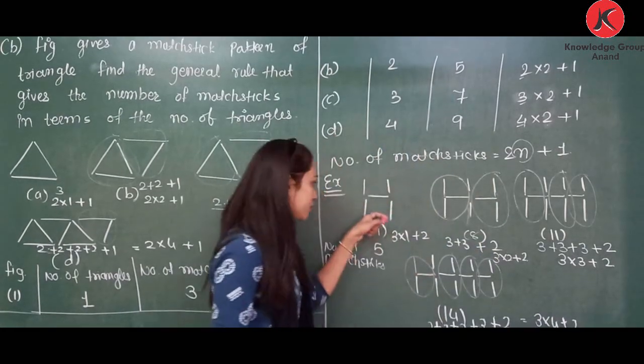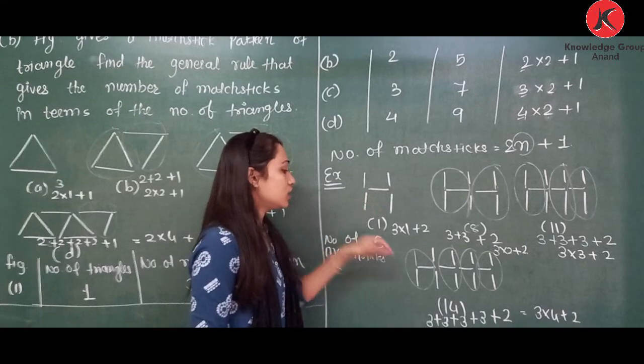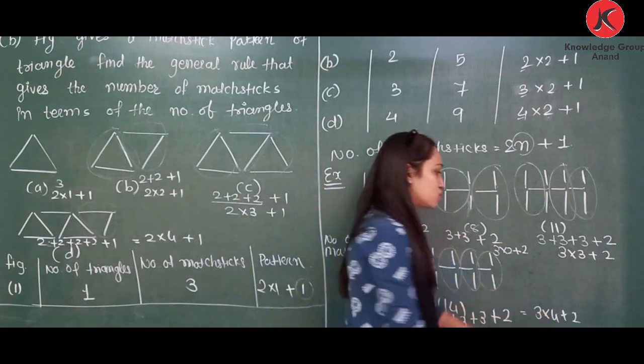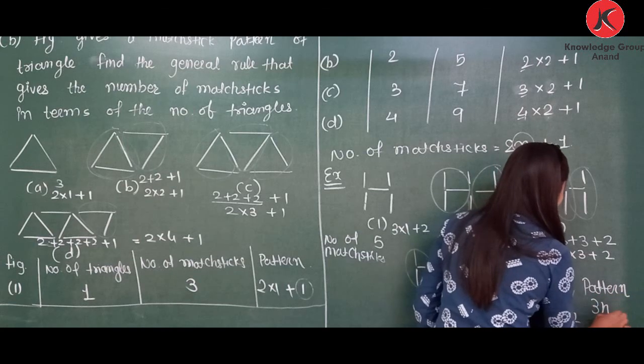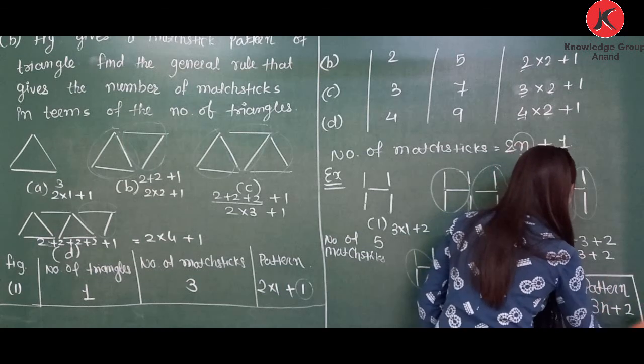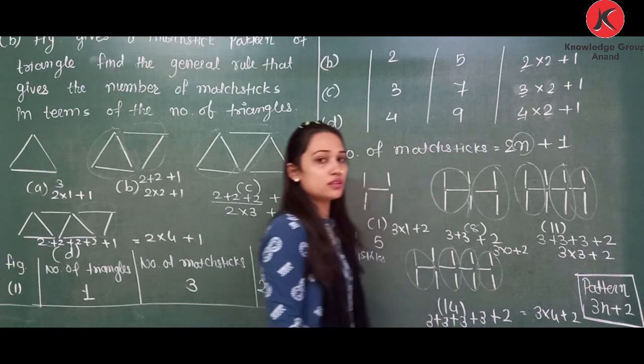So what will be the pattern for this one? It will be 3n plus 2. So the pattern will be 3n plus 2. So this way we can find the pattern.